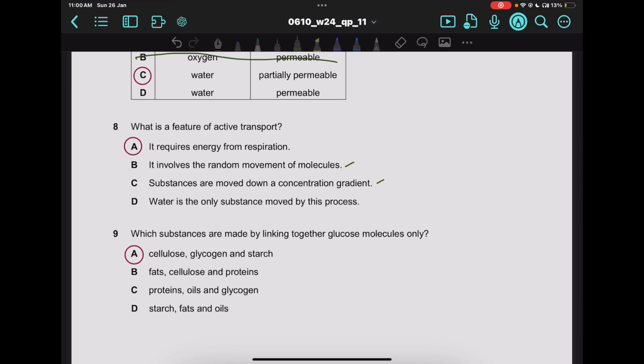Water is the only substance moved by this process. Of course, this is incorrect.